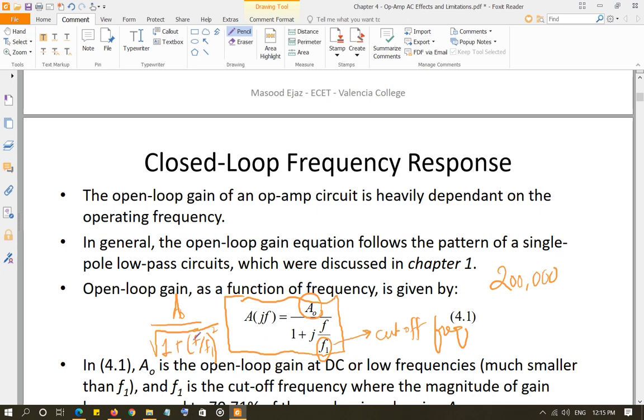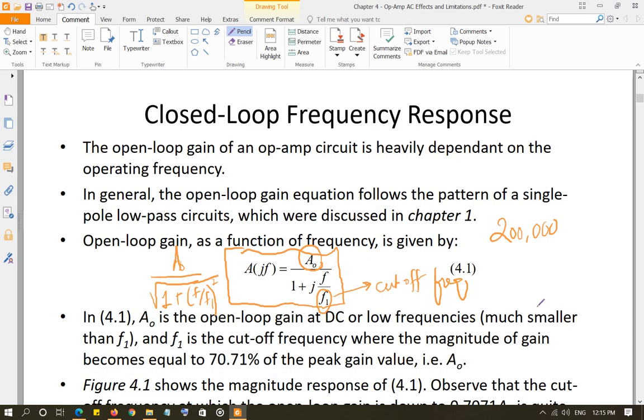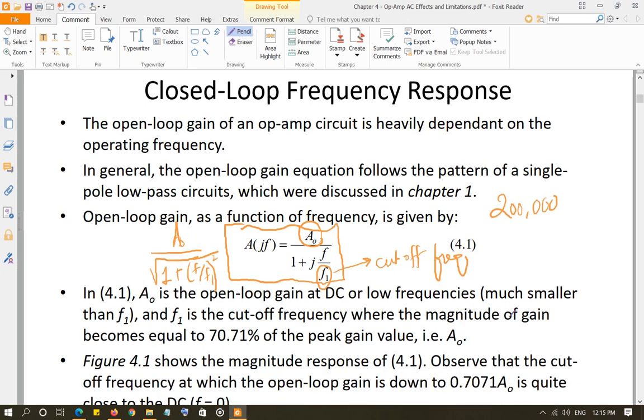So when you take f equal to f1, this term in parentheses is going to become 1, so you're going to have a naught over square root of 2, which is 0.707 or 70.7% of a naught, right? So at f equal to f1, it will be 1 over square root of 2 of a naught, and f1 is the cutoff frequency. So this is the expression that is used to represent the frequency dependence of the open loop gain of the operational amplifier. It is a low pass filter, a single pole low pass filter equation.